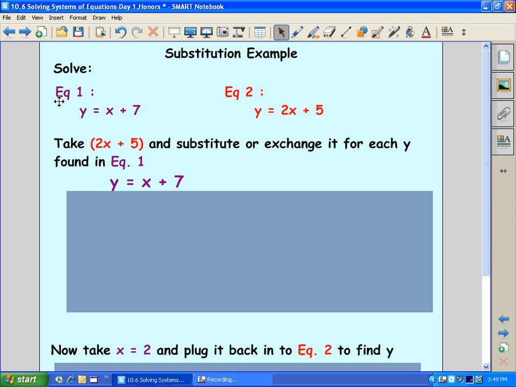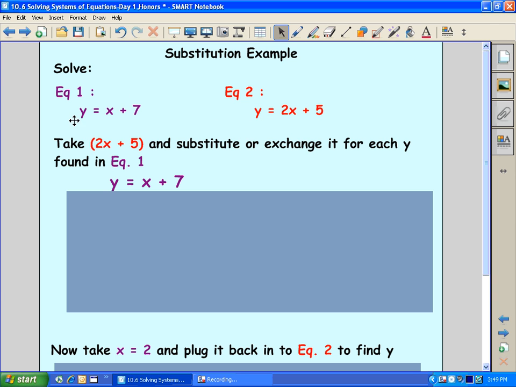What I'd like you to write down is these two equations. The first one is y equals x plus 7. The second is y equals 2x plus 5. As you're writing that down, what you're going to realize is this method's going to work nice when you have a variable all by itself. What do you mean by all by itself? Like this one example right here, y is all by itself here, and y is all by itself here.